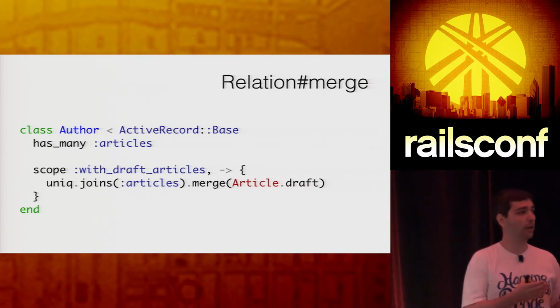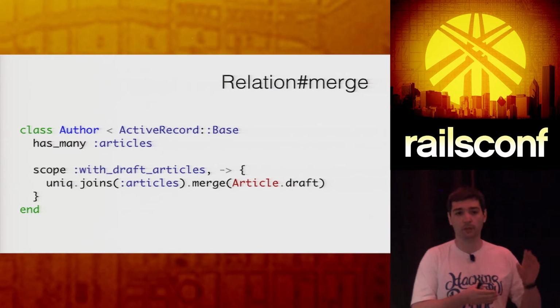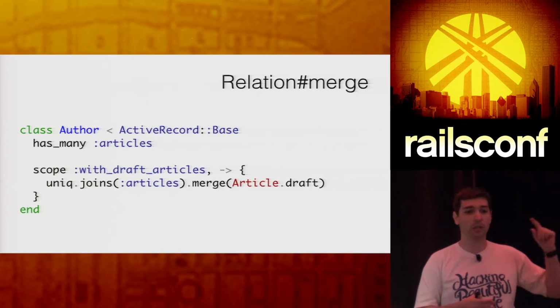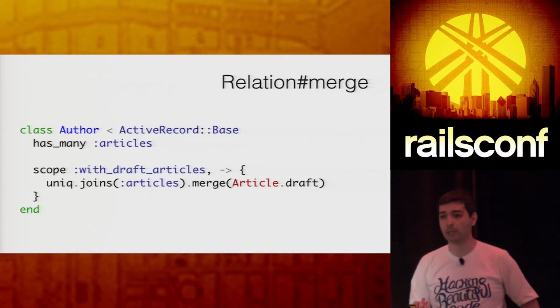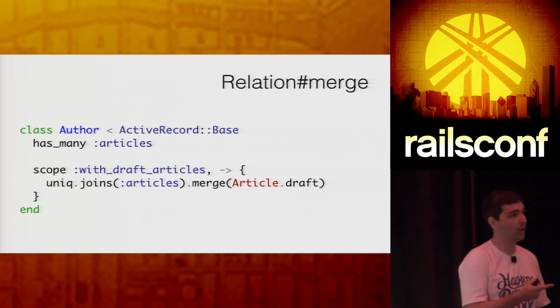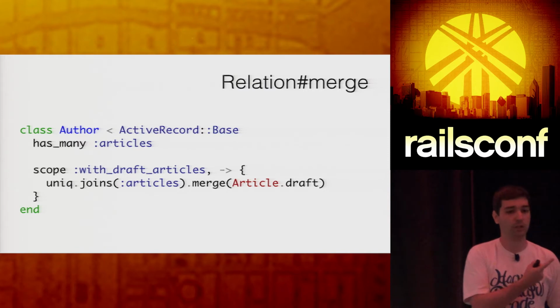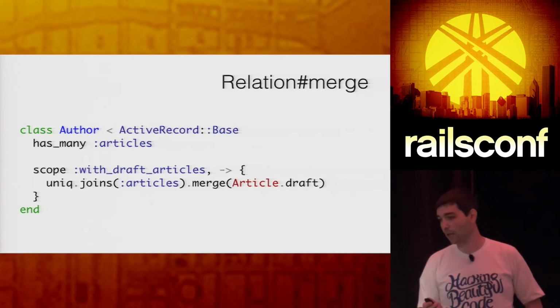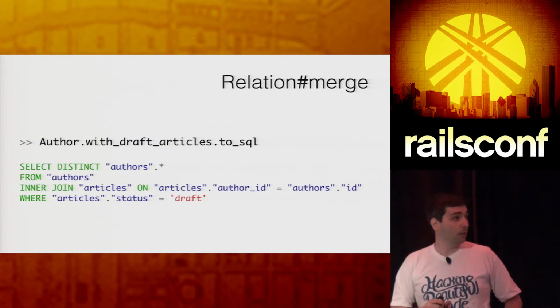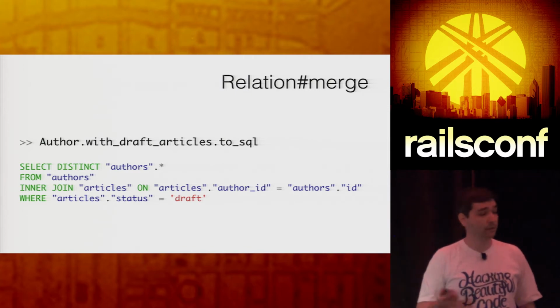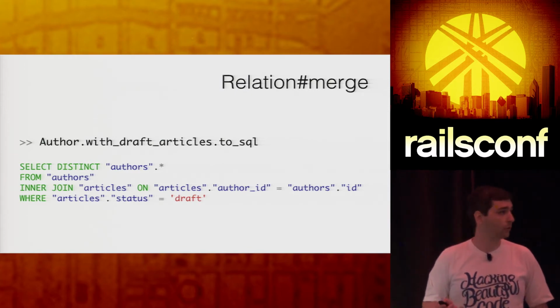The logic of what a draft article means is now in the Article model, not anymore in the Author. So you don't have this duplication, right? Whenever you change your draft condition to be something else, you don't need to change here anymore. Okay, the SQL is the same. It's going to be the same output, so it's going to just work.